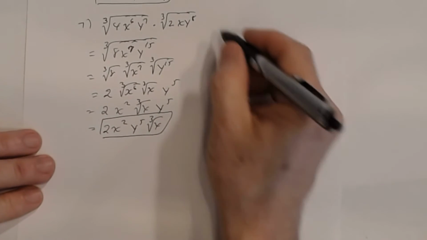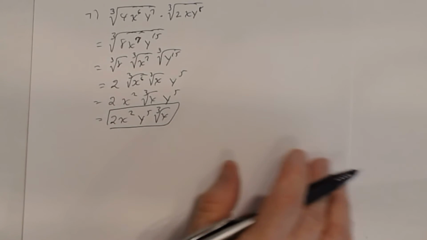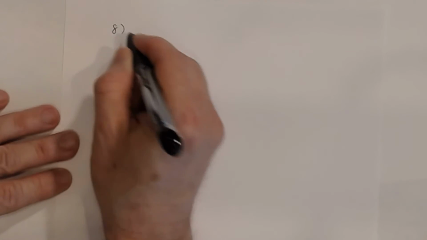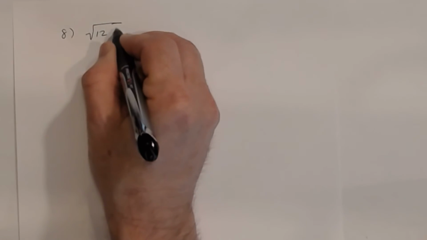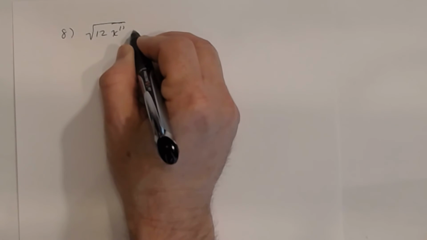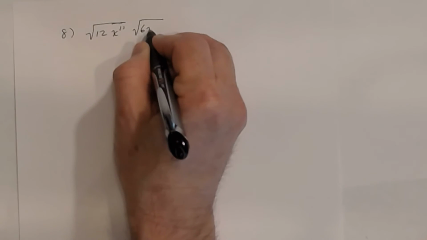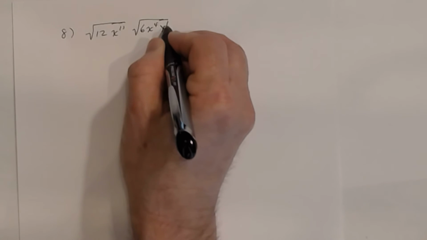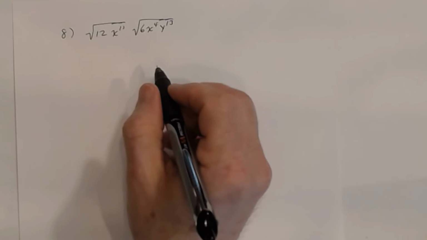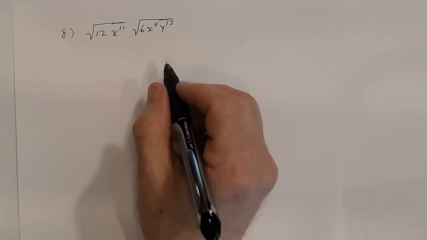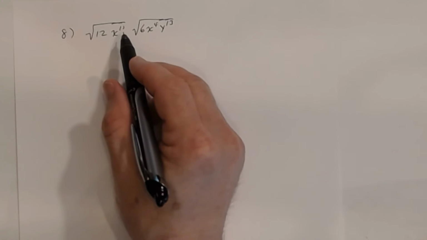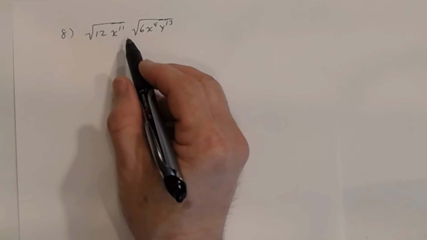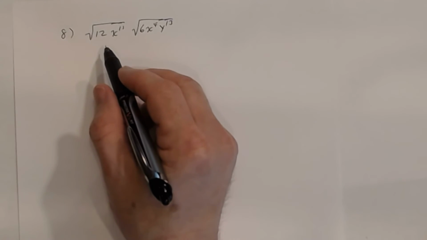All right, and then let's look at number 8. So let me do number 8 on another sheet of paper. So this is going to be number 8. All right, number 8. So in number 8, I have the square root of 12 x to the 11th times the square root of 6 x to the 4th y to the 13th. So the first thing you want to do is you want to see you're multiplying this square root times this square root.